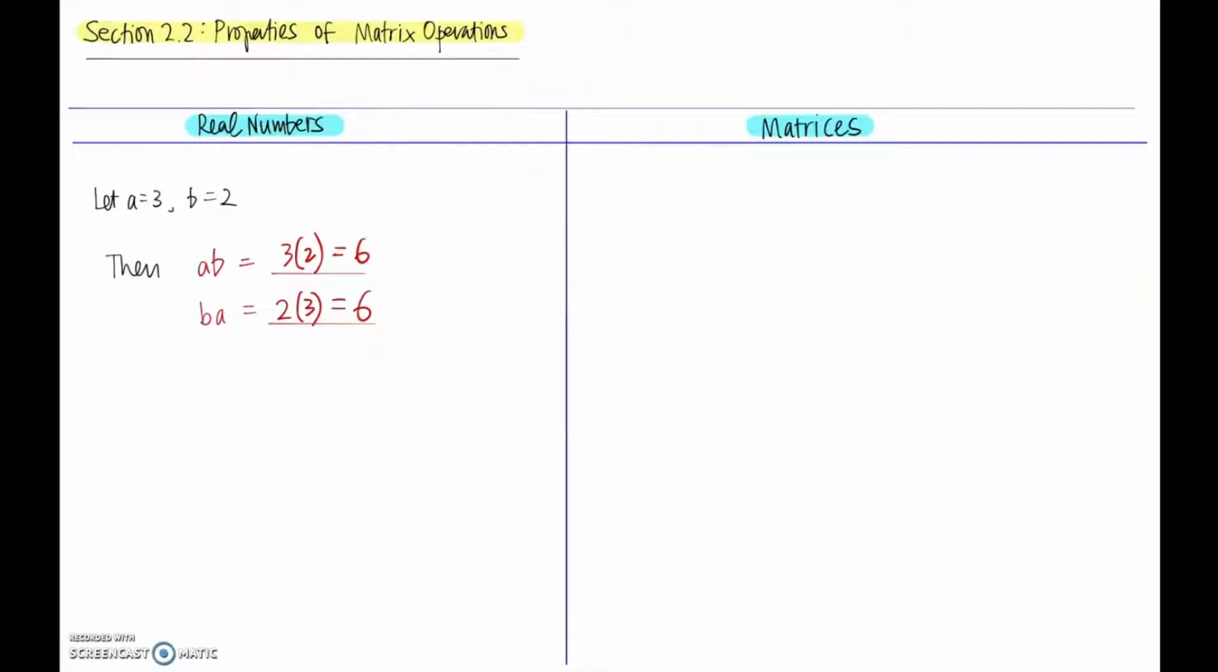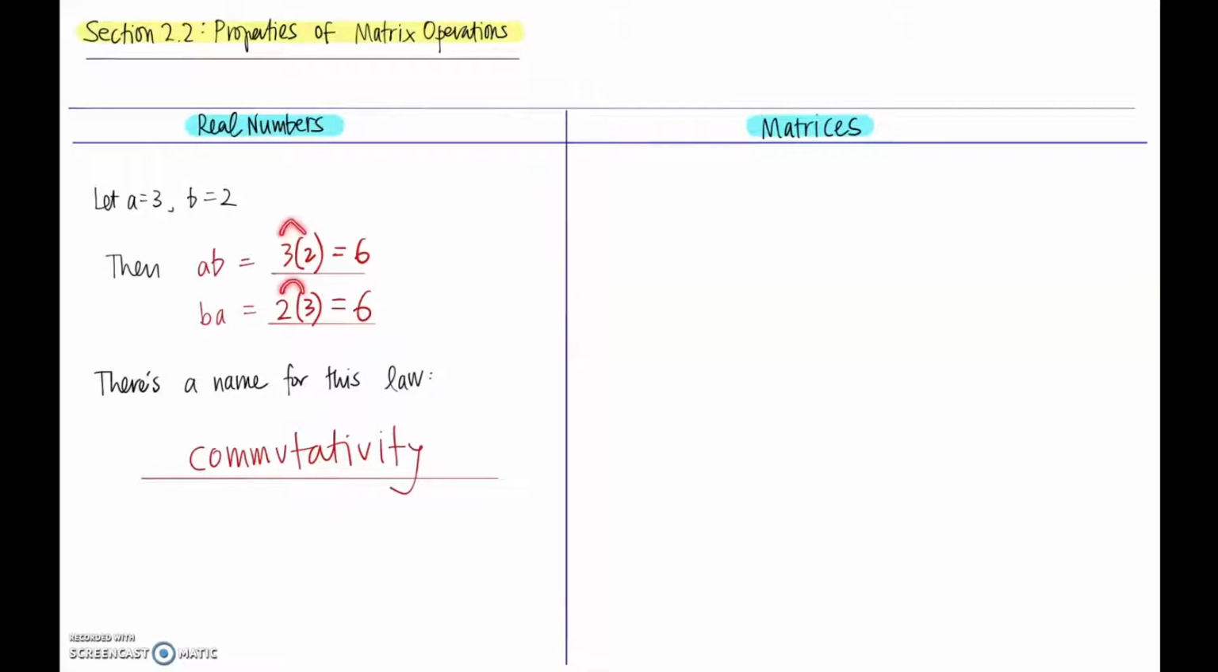And there's a name for this law. You'll probably remember it once I start writing it, or maybe you already remember it: commutativity. So real numbers are commutative, multiplicatively. If you multiply them in either order, you're going to get the same result.